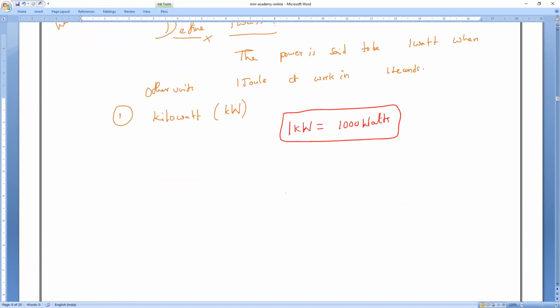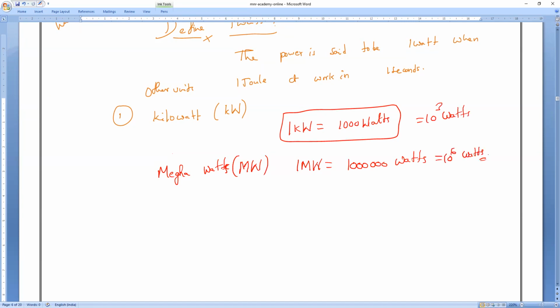Next, we can use megawatts also. Megawatt is represented with a capital M and capital W. 1 megawatt is equal to 10 power 6 watts, and 1 kilowatt is 10 power 3 watts. These are bigger units of power.